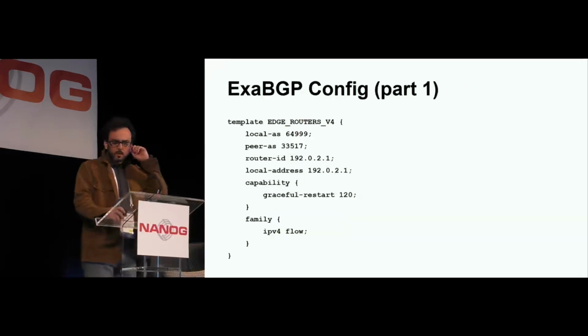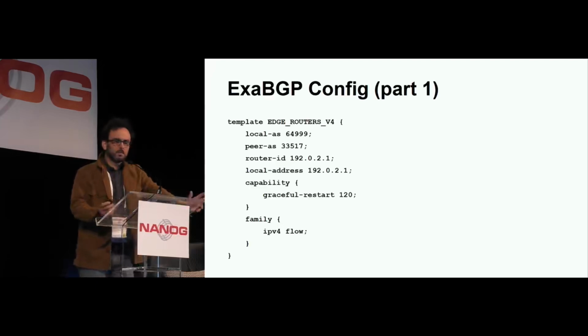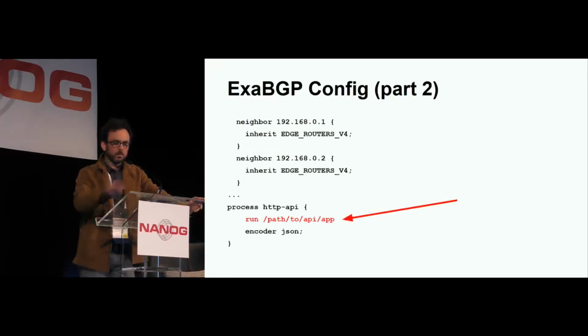So going into detail, if you haven't seen ExaBGP configuration, this is probably very intuitive. Doesn't need a lot of explanation. You define a template that you can reuse more easily, and in the template you put all the common parameters that you're going to reuse in your neighbor definitions, and then of course you're going to define all your neighbors and inherit from that template.